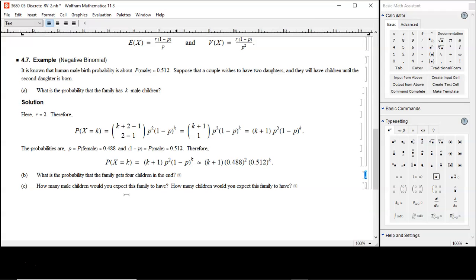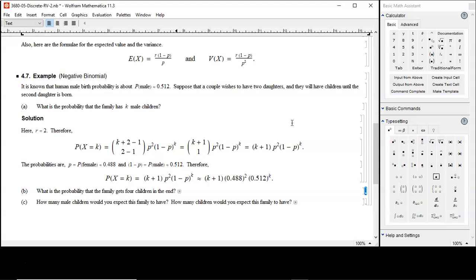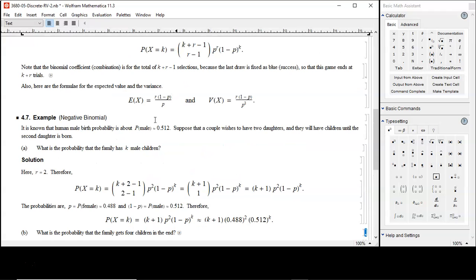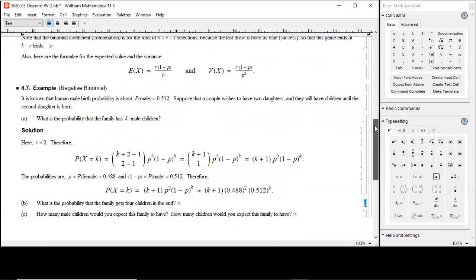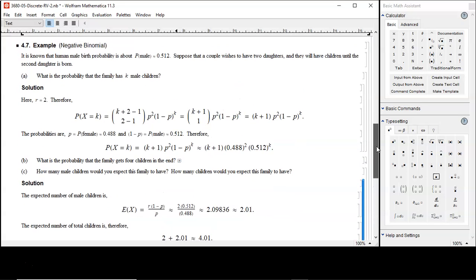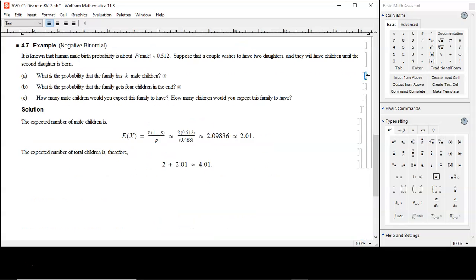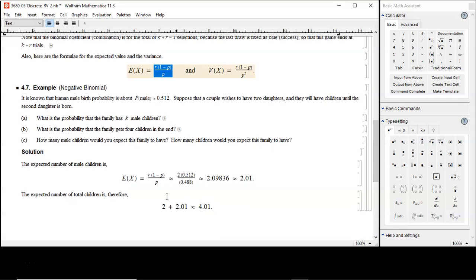And then how many male children would you expect this family to have? So expected value. It's going to be r times 1 minus p over p. And p is the probability 0.488, and 1 minus p is 0.512. And r is, well, 2 daughters, so the r value is 2. So it's this computation. Let's see, I'd like to have this in the same viewing window. Okay, this one, r times 1 minus p over p, and the p value is 0.488 for daughters, and then 2 daughters, and then the complement is for sons. Calculate, you're going to get about 2.01. The expected number of total children is therefore 2 for daughters, plus 2.01 for sons, so 4.01.